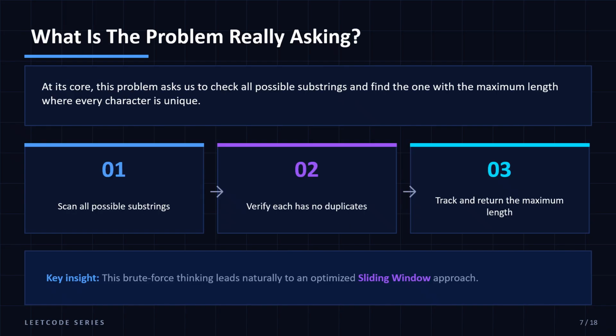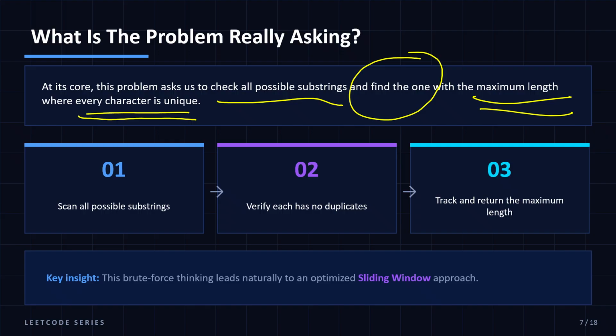So guys, on the surface it looks easy, but if we think naively, we might try generating all possible substrings. At its core, the problem asks us to check all possible substrings and find the one with the maximum length where every character is unique. So this is basically a flowchart, if you can remember. We'll scan all possible substrings, we'll verify if anybody has any duplicates, we'll immediately eliminate them, and we'll track and return the maximum length. This is our naive approach, like this is what we are thinking.